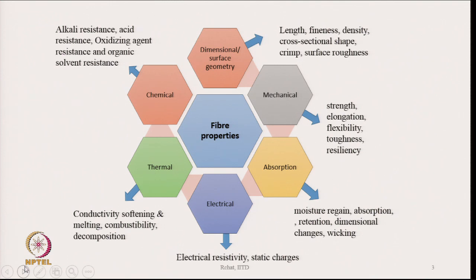Then electrical properties are basically electrical resistivity and the static charge generation. Then thermal properties could be classified, and the properties relevant to the thermal are conductivity, softening and melting temperatures, combustibility, decomposition temperatures or behavior under sun rays. Then chemical properties are resistance to alkali, acid and oxidizing agents, organic solvent. These are all basically related to the chemical properties.